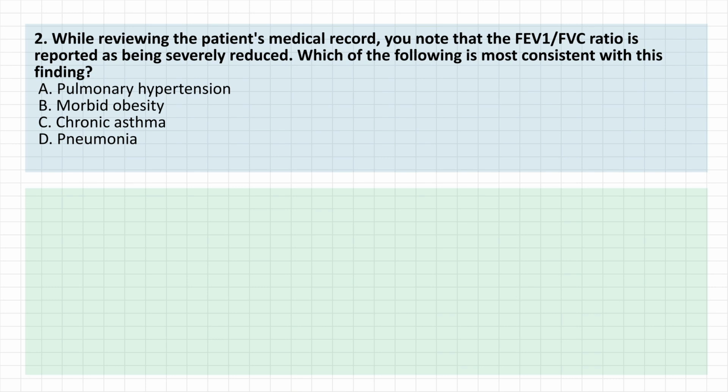2. While reviewing the patient's medical record, you note that the FEV1 to FVC ratio is reporting as being severely reduced. Which of the following is most consistent with this finding? A. Pulmonary hypertension. B. Morbid obesity. C. Chronic asthma. D. Pneumonia. The correct answer is C.